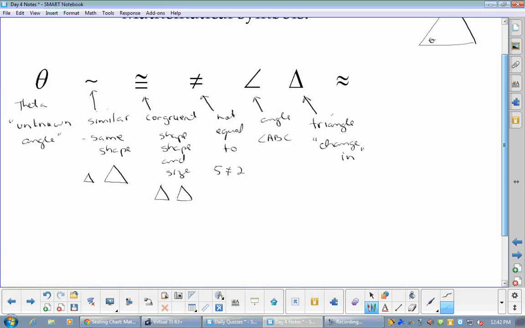And this means approximately equal to. It could also be like that. Remember how it's on our formula sheet? It's pretty close. It's approximately. It's not exact. Like we could say pi is approximately 3.14. But it's not really 3.14. It's 3.141592 and so on. It goes on forever.